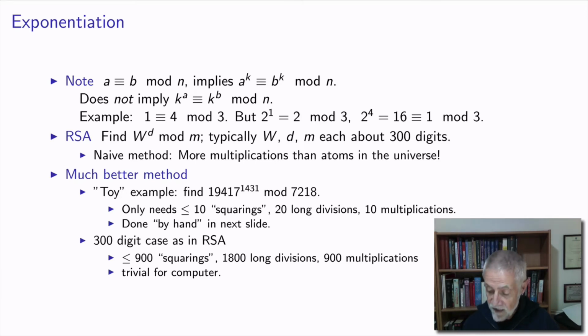In the case of RSA, as I said, where we have 300 digits possibly for each of w, d, and m, then we can also do it, or at least the computer can do it, with less than 900 squarings, multiplying an integer by itself, 1800 long divisions, and 900 multiplications. And that, even when you're dealing with 300-digit numbers, is rather trivial for a computer.